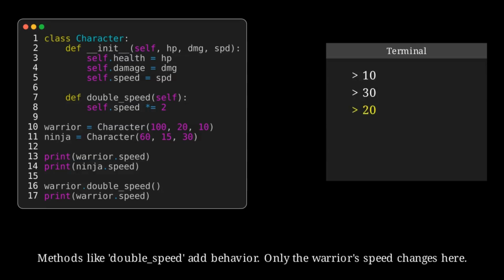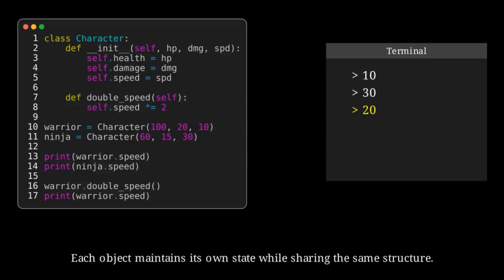Methods like double speed add behavior. Only the warrior's speed changes here. Each object maintains its own state while sharing the same structure.